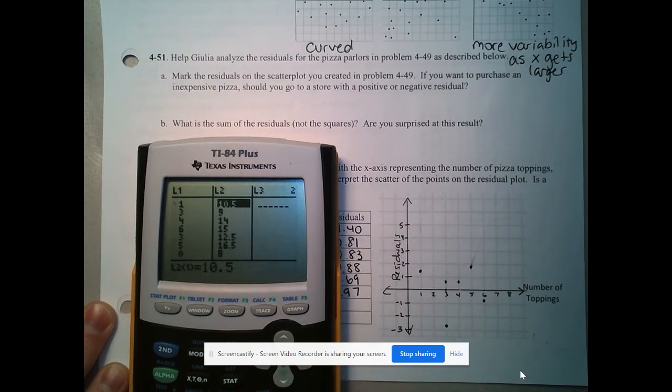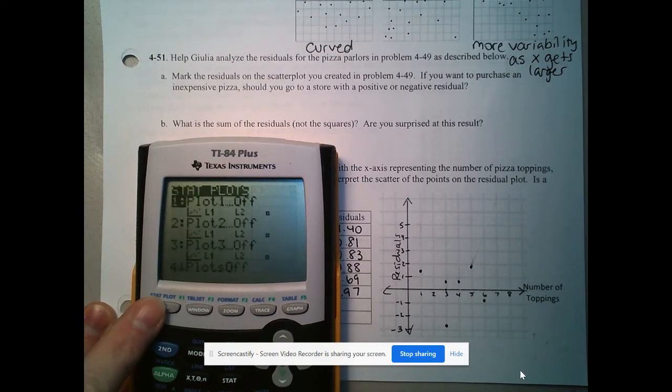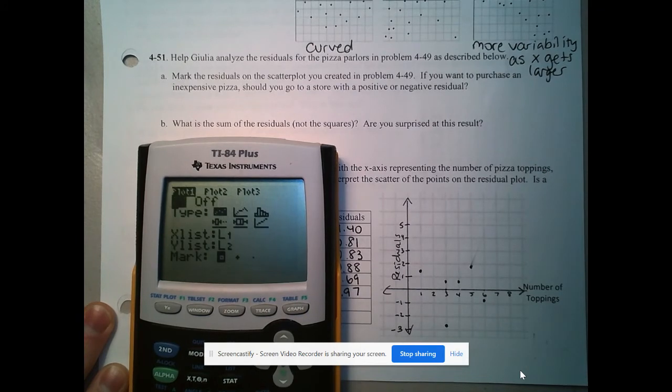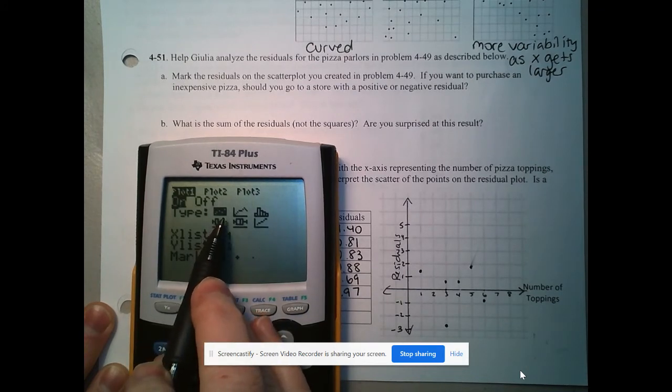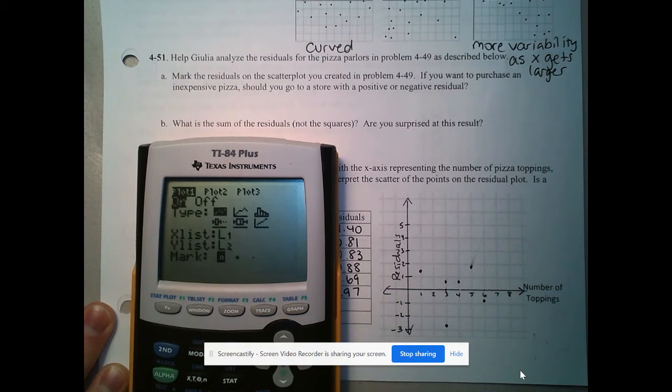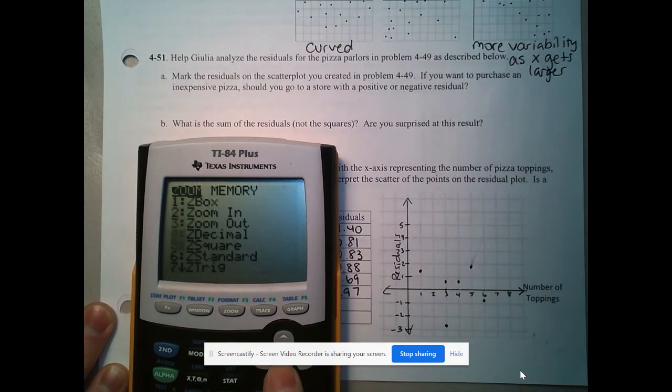So I'm going to turn my scatter plot on by going second stat plot. And that one is currently off. I'm going to turn it on. I'm also going to make sure that the scatter plot icon is lit up. I'm going to press graph, and you'll notice I can't see all of the points. So I'm going to remember to go to zoom and then down to zoom stat, so I'm only looking at the points.